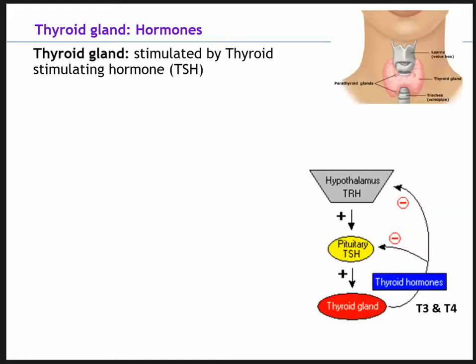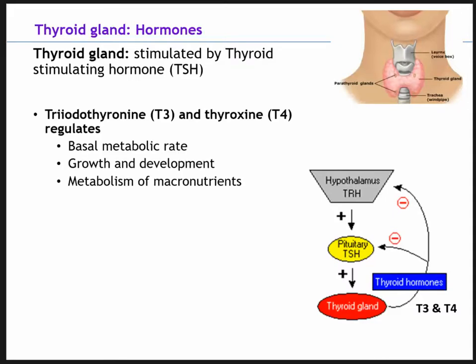So the thyroid gland is stimulated by TSH. You can see the picture at the top. It's located on our neck. T3 and T4: about 80% of the thyroid hormones are going to be T4, and only 20% of the thyroid hormones are T3. But T3 is 4 times as strong as T4. What do these hormones influence? Basal metabolic rate, growth and development, and then metabolism of macronutrients. So it determines how quickly we metabolize our food. Increasing metabolic rate results in increased weight loss, where decreased metabolic rate, we probably have a little bit of weight gain.